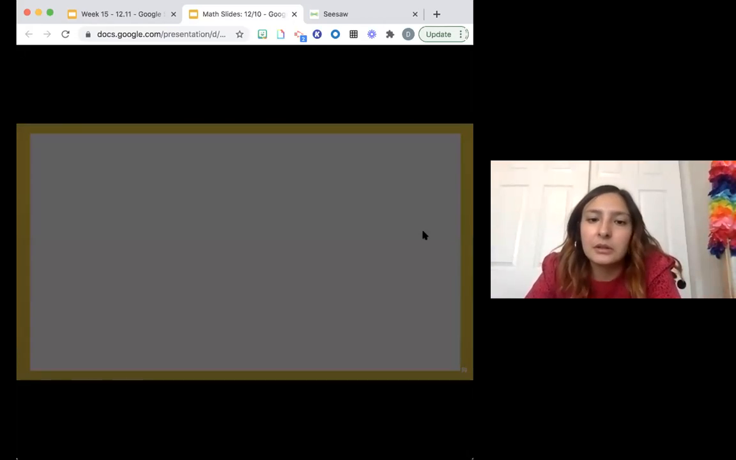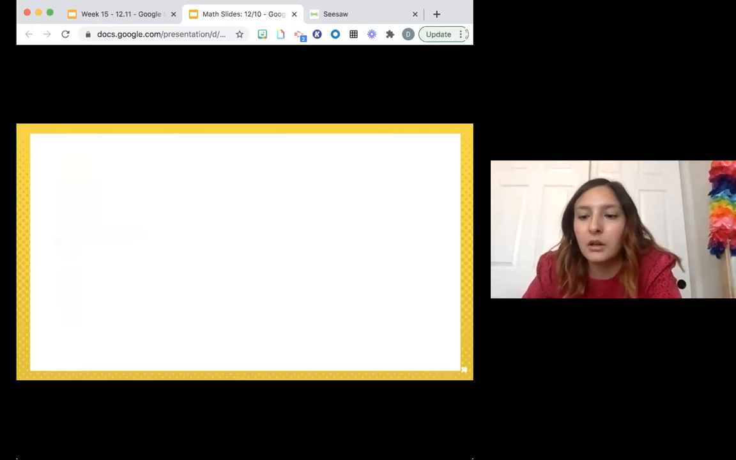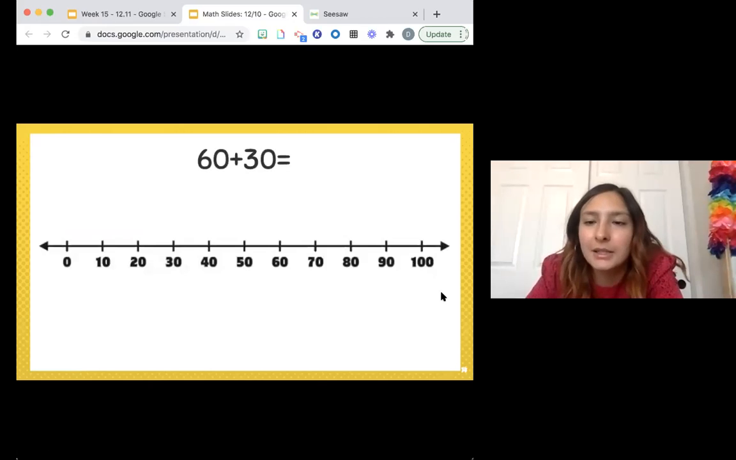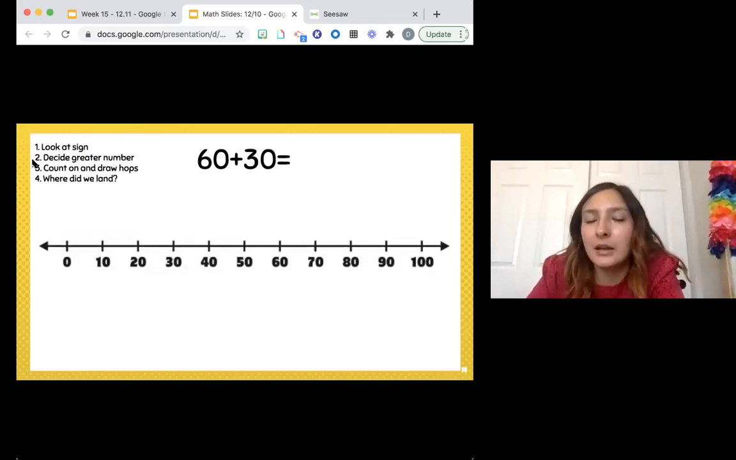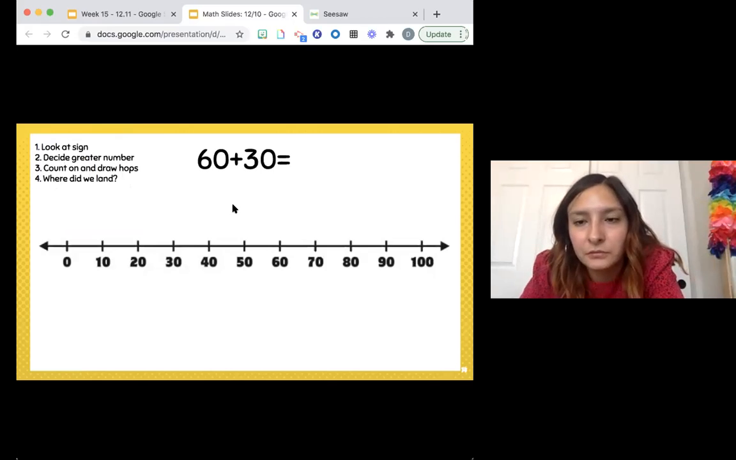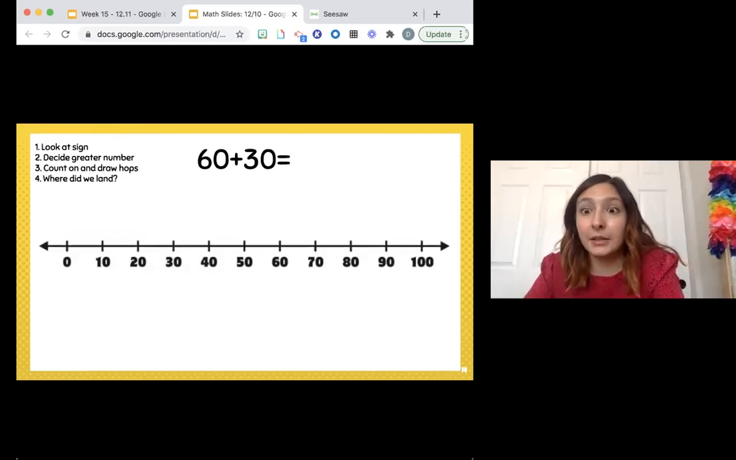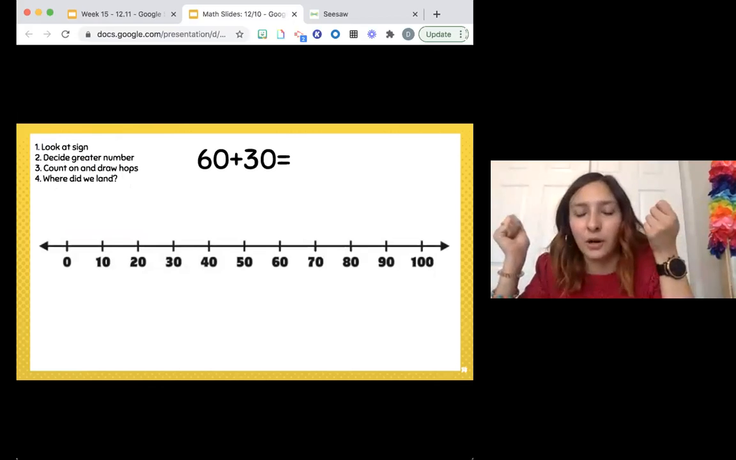So you need these materials. When I say blueberries, you're going to start working on the equation 60 plus 30 equals. Remember, you're first going to look at the sign. Second, decide the greater number. Third, count on and draw your hops. Fourth, decide where did I land. Are you guys ready? Blueberries. When I say ice cream, it's going to be time for you to show me your work, okay?